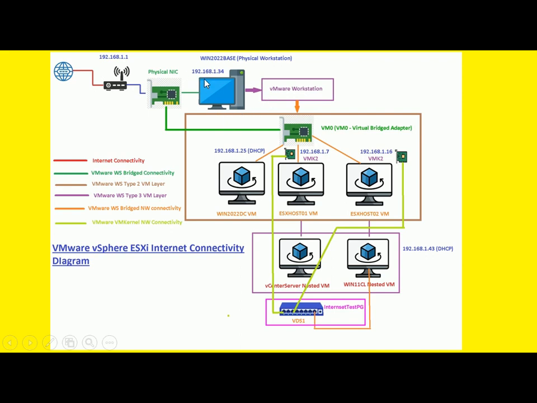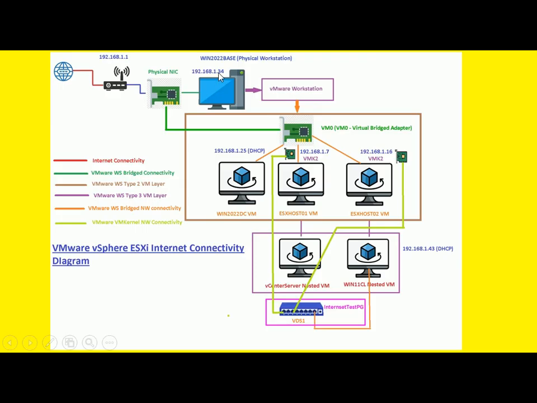Okay, this is my physical machine, a Windows 2022 based physical workstation, and it has a physical NIC, of course, which is connected to my router, RJ45 connector and all. Once this is connected, the router will give a DHCP IP to this workstation. So this is 192.168.1.34. This is a DHCP IP. It can be static also, but if the router is already giving you a DHCP range and DNS and everything, why give manual configuration? But it depends on your preference.